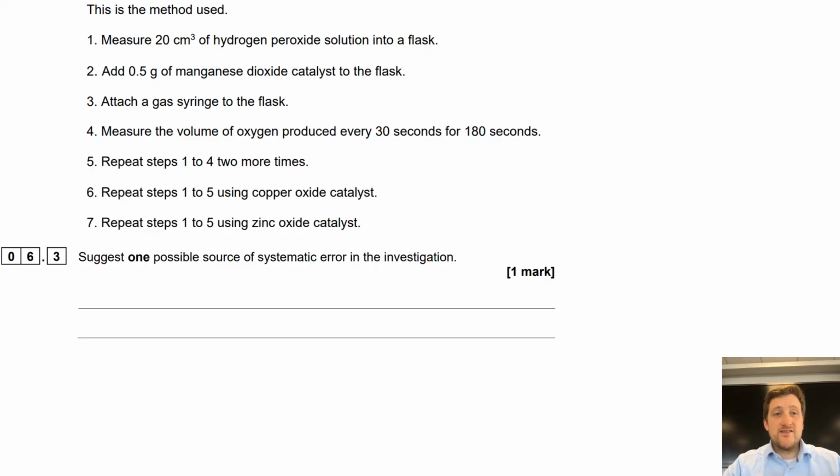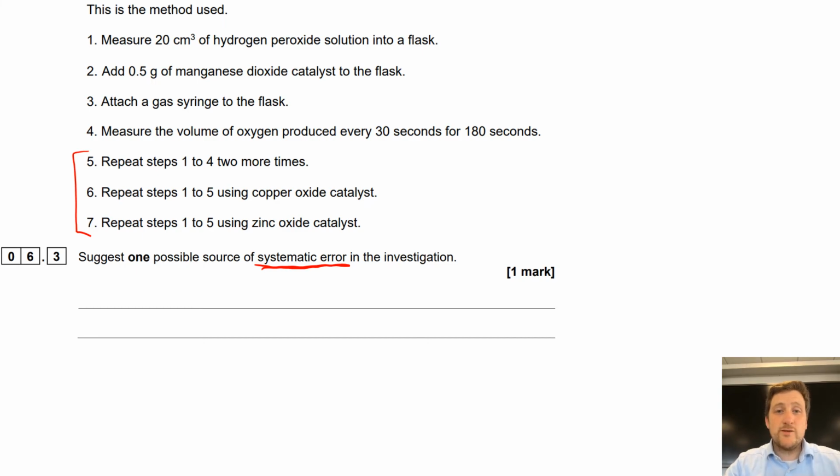Okay, again, this is the method used. So they give you this method, and then it says one possible source of systematic error. So this is a question all about errors. Systematic is something that happens every single time. It's not because you made one mistake along the way. It is something that is happening every single time you do the practical. So steps 5, 6, and 7 are going to be affected by it just as much as everything else. But what is happening above steps 5, 6, and 7?